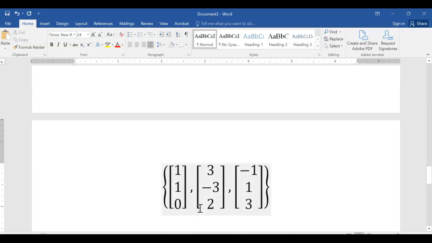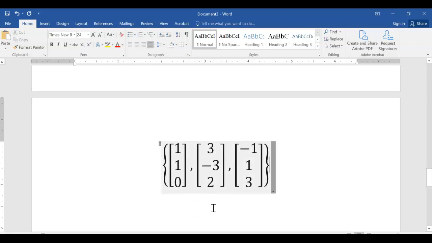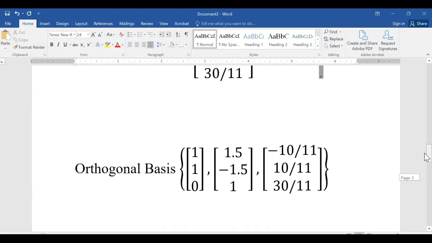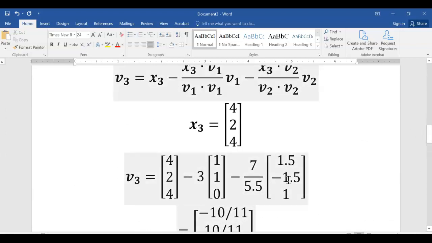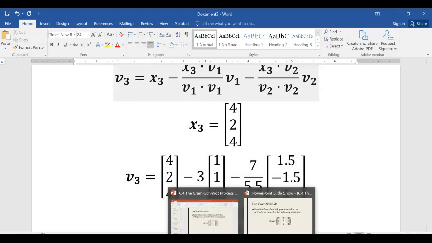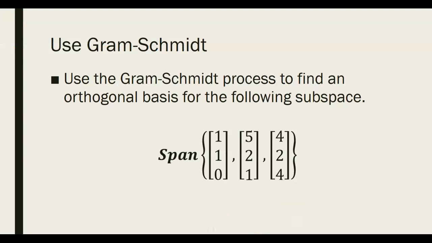So you can scale it at any time. In fact, if you would have rather, you could have scaled to 3, negative 3, 2 sort of midway, instead of using 1.5, negative 1.5, 1. You could have scaled to 3, negative 3, 2 at that stage to make your life maybe a little bit easier. And that's what I would do for the next process.